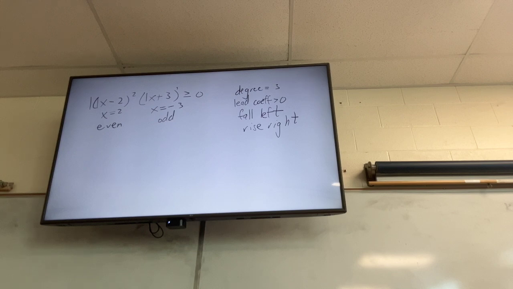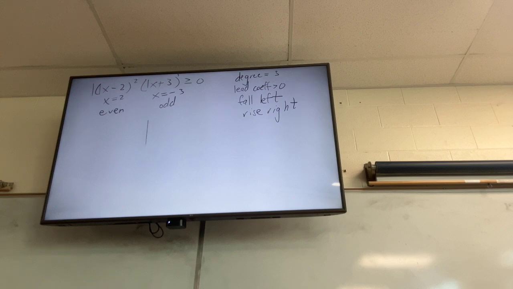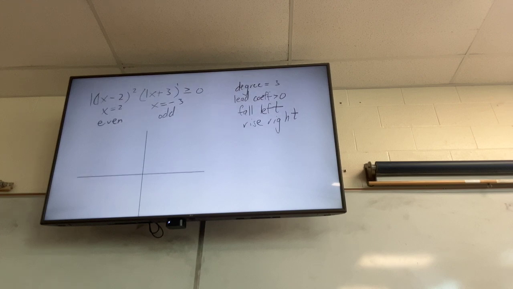All right, so let's go ahead and graph this. So I'm going to plot 2 and negative 3 with what? Solid dots or open circles? Solid dots. Good stuff. All right, and then fall left. So I'm going to draw a down arrow out of the left dot. Rise right. I'm going to draw an up arrow out of the right dot.